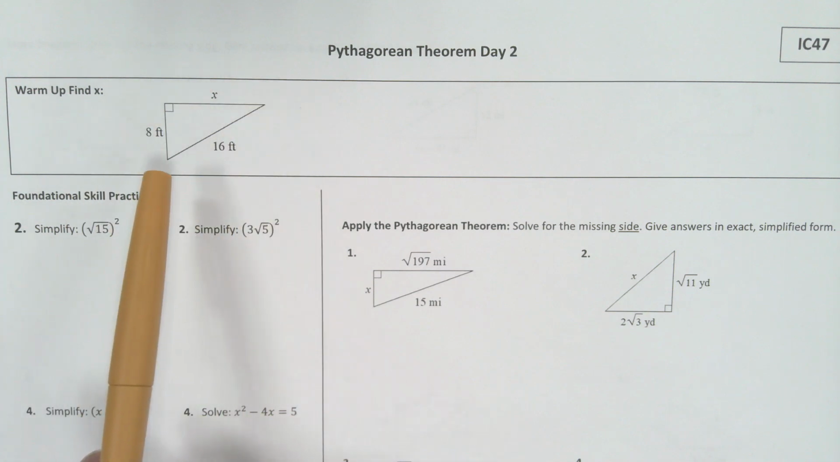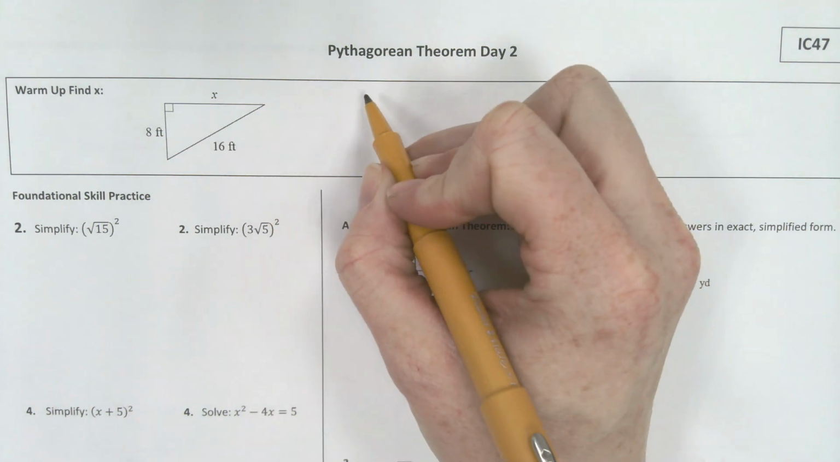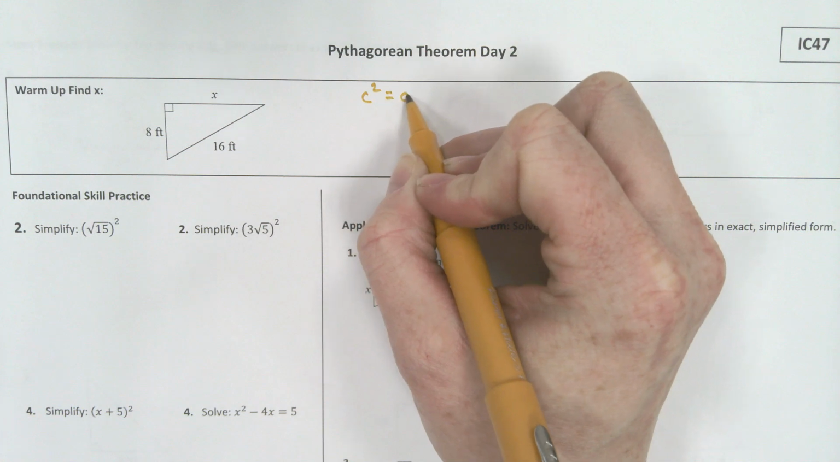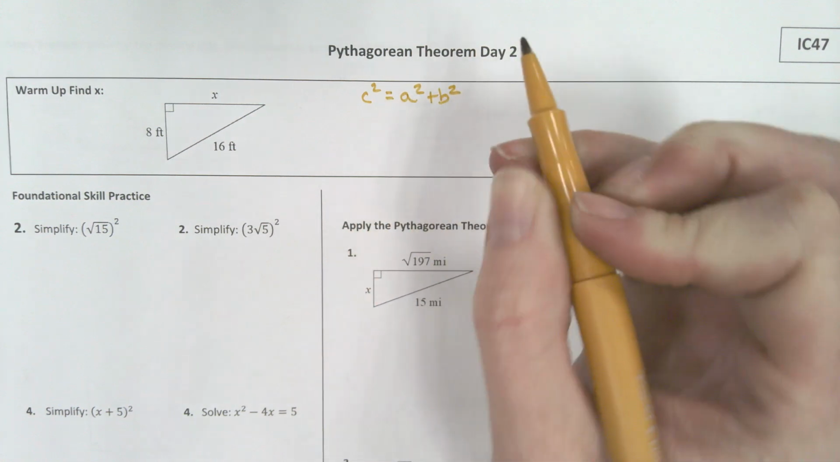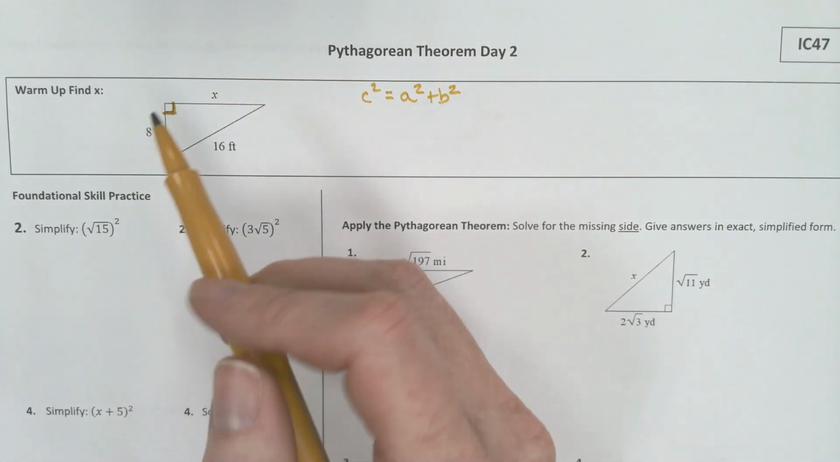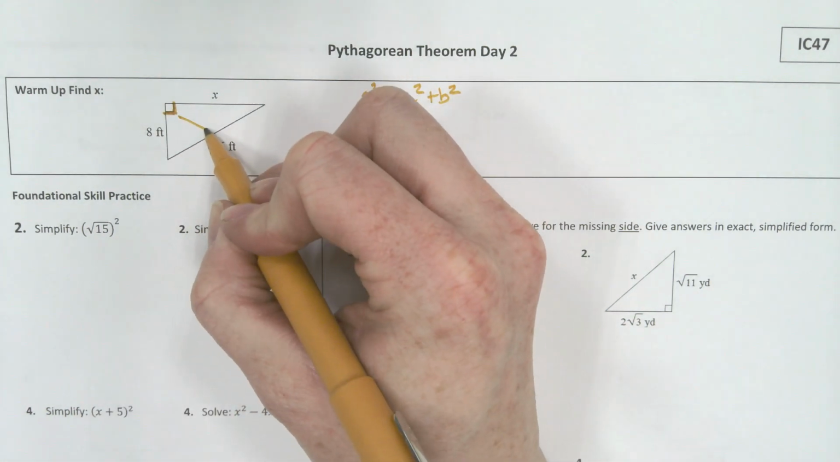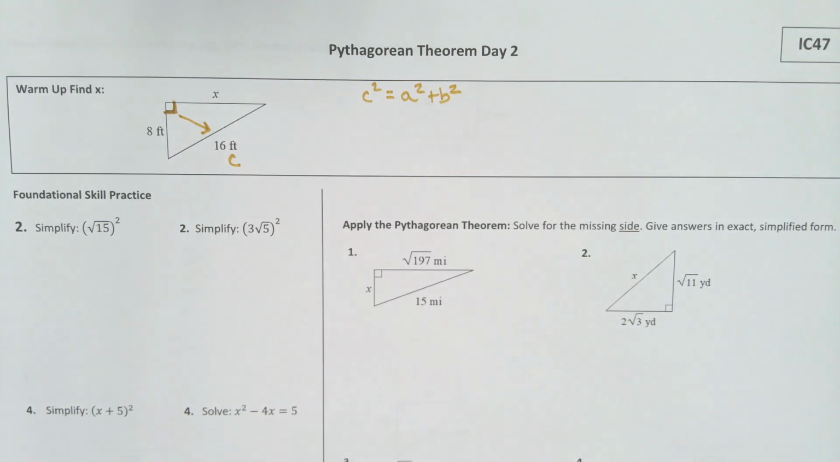This is review of what we already know, so if you'd like to pause the video, try it on your own, and then come back and check your answer, that's totally fine. Otherwise, remember that we are going to be using c squared equals a squared plus b squared anytime we're dealing with a triangle that has a right angle and we have labels on all three sides. We're going to travel across from that right angle to identify the c.